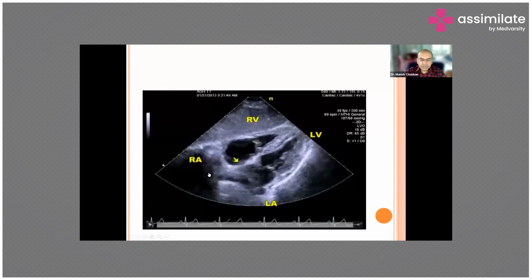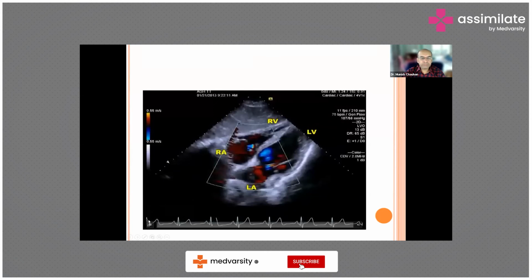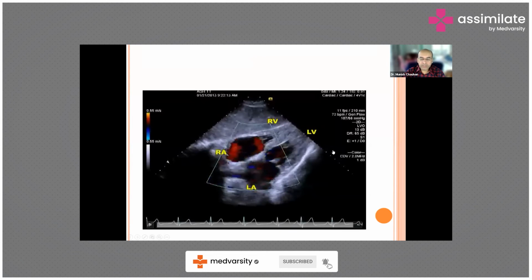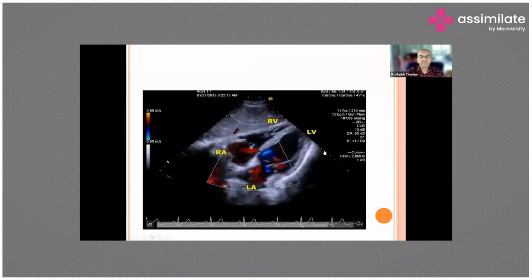So you get an idea about the pericardium. This is the pericardium. You get an idea if there is fluid accumulation here. You can get an idea that pericardial fluid is there, and you can go for pericardiocentesis. You can see the relative size of the chambers. And if you want, you can see the valve incompetencies also.